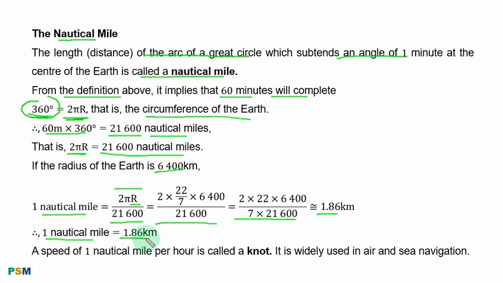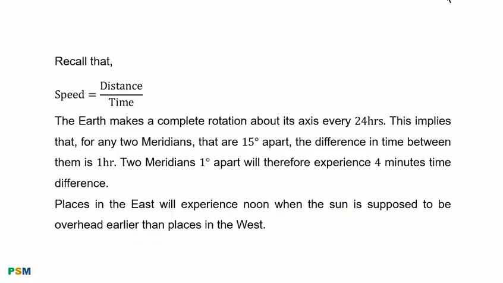Therefore, 1 nautical mile is equal to 1.86 kilometers. A speed of 1 nautical mile per hour is called a knot. It is widely used in air and sea navigation. Recall that speed is equal to distance over time. The earth makes a complete rotation about its axis every 24 hours.